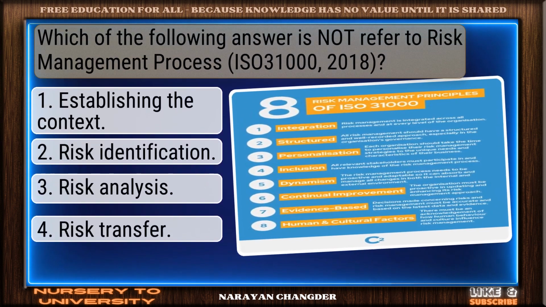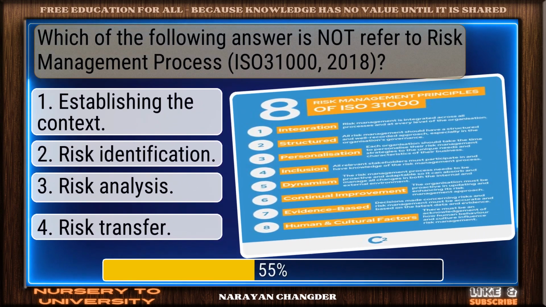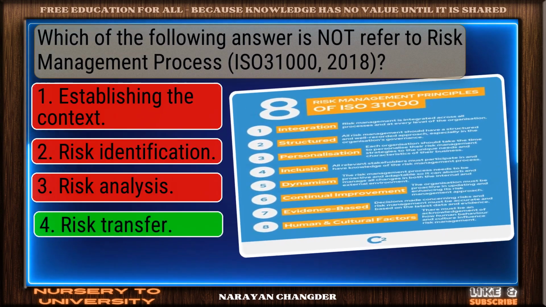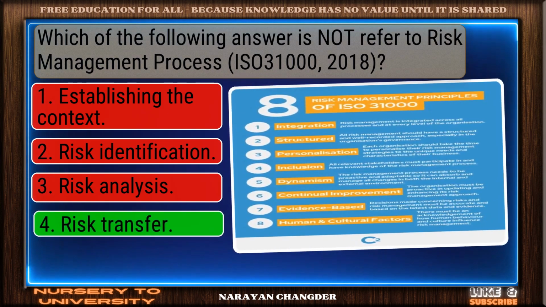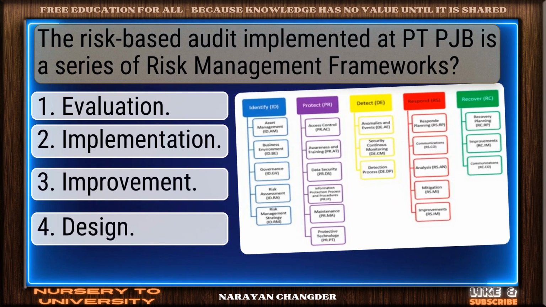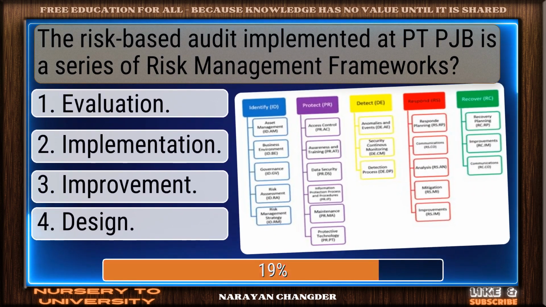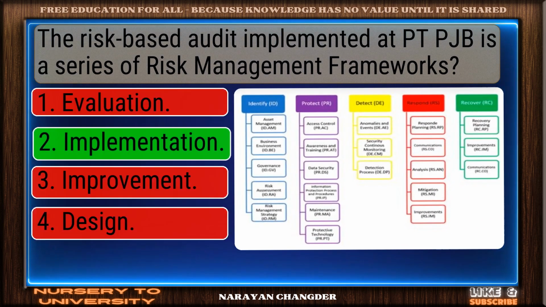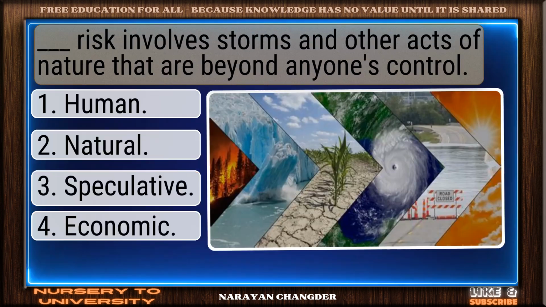Which of the following answers is not referred to as the risk management process? Sharp thinking. Risk transfer is the right choice. The risk-based audit implemented at PPGB is a series of risk management frameworks. Perfect. Implementation is the correct choice.